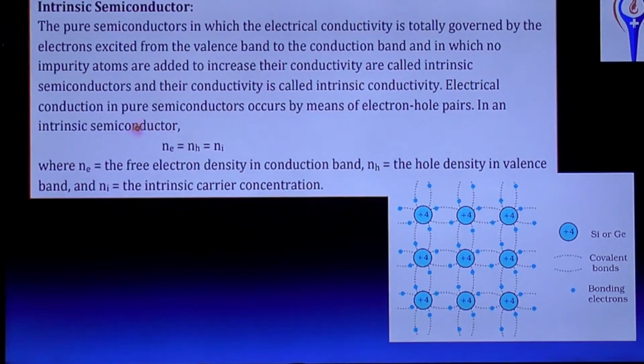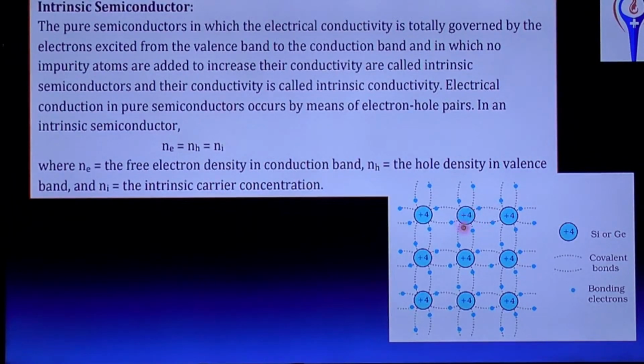Electrical conduction in a pure semiconductor occurs by means of electron-hole pairs. Electron we know, hole. What is a hole? Vacant site of an electron is called a hole. In an intrinsic semiconductor, Ne equals NH equals Ni. What is Ne? Ne is the free electron density, that is, the number of electrons per unit volume in the conduction band. NH is the hole density, that is, the number of holes per unit volume in the valence band. Ni is the intrinsic carrier concentration.